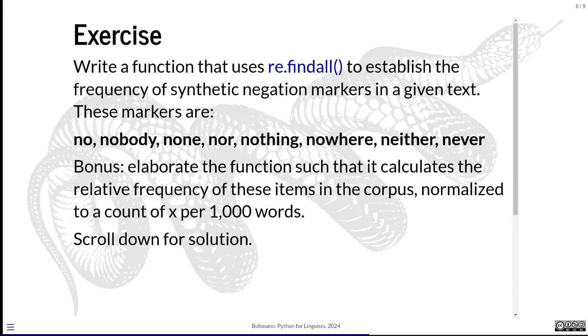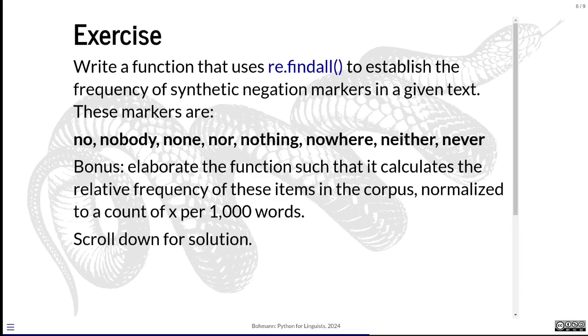So write a function that uses refindAll to establish the frequency of synthetic negation markers in a given text. For the purposes of this exercise, I don't want to get into any theoretical debates, but let's say no, nobody, none, nor, nothing, nowhere, neither, and never. We can all treat as having an element of synthetic negation in them. So basically, the frequency of these combined, right? Sure, you could look at the frequency of each as well, if you wanted to, but I'm really interested in this exercise in the general frequency of the more abstract pattern, synthetic negation at all.